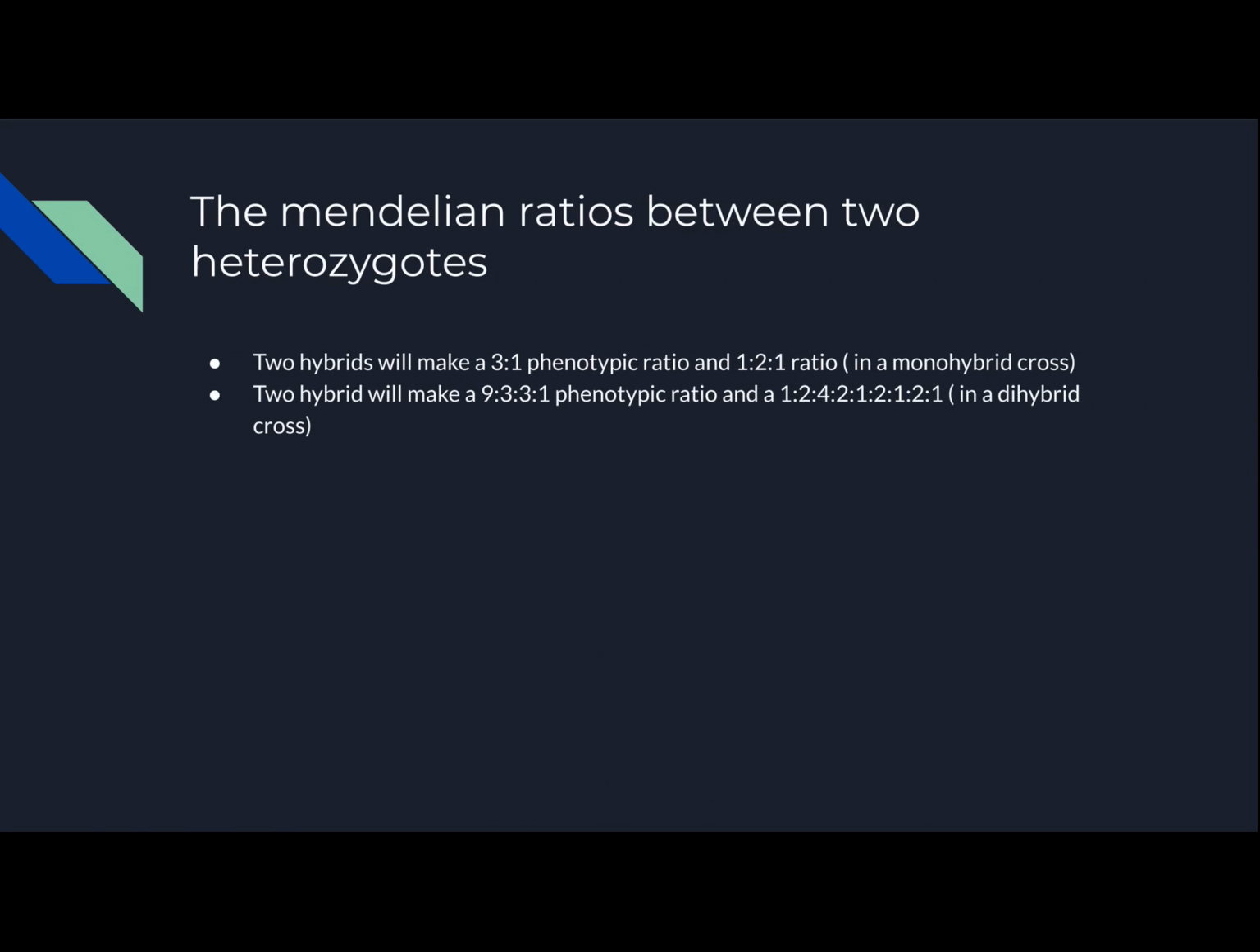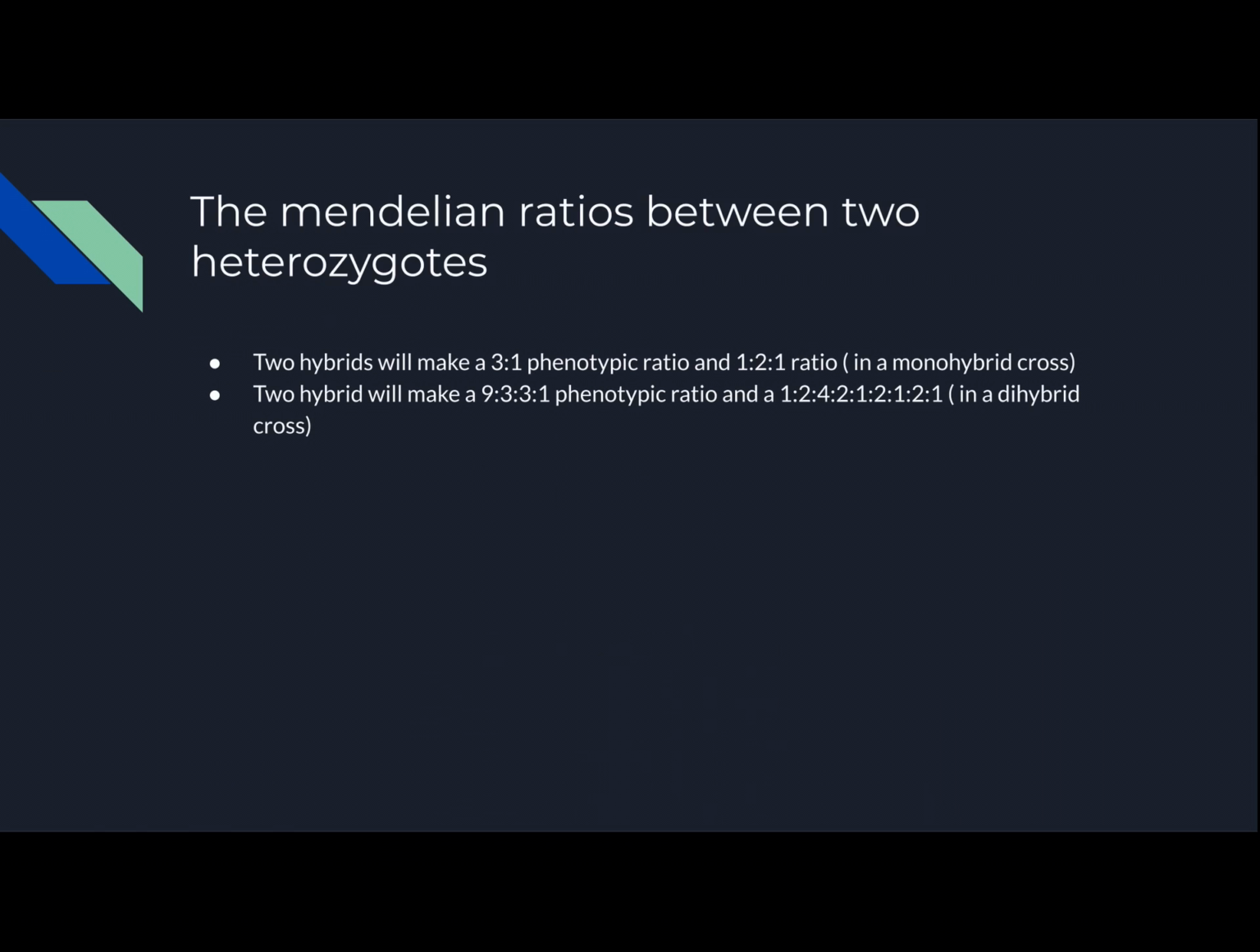The Mendelian ratios between two heterozygotes. So essentially, these are Mendelian ratios that you probably need to know. Memorizing them is actually not really that hard. So two hybrids will make a 3-to-1 phenotypic ratio, so 3 dominant to 1 recessive. They will also make a 1-to-2-to-1 genotypic ratio. So one homozygous dominant, two heterozygotes, and one homozygous recessive, and this is in a monohybrid cross.